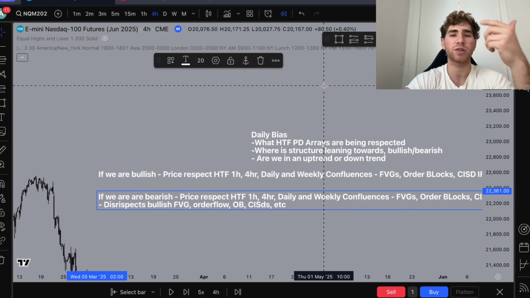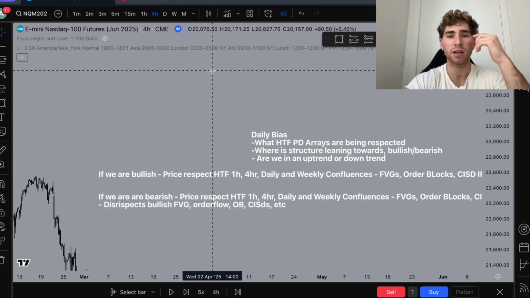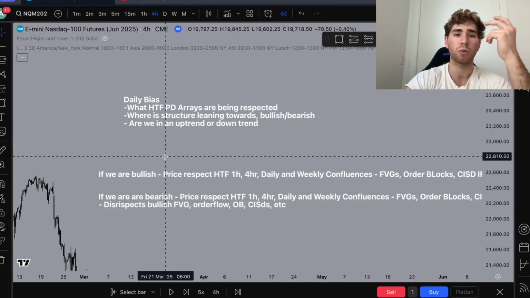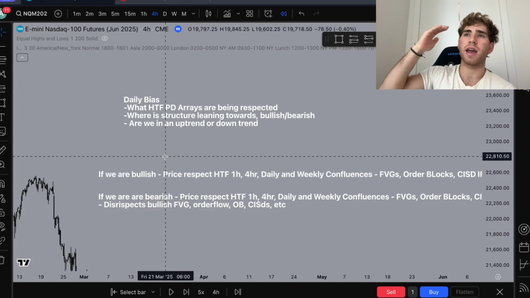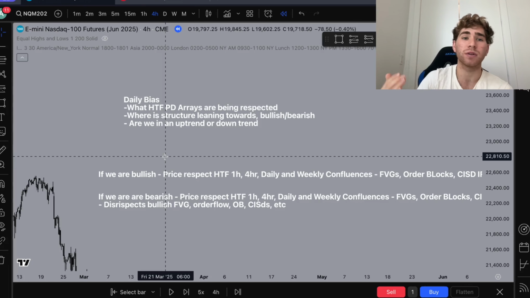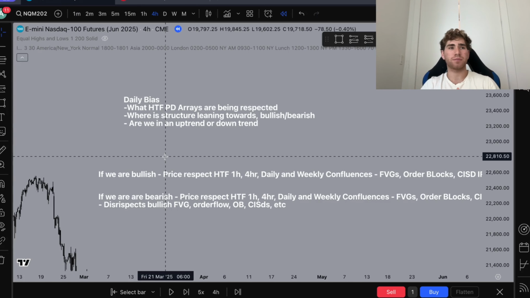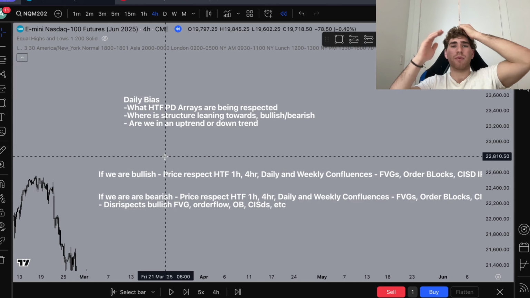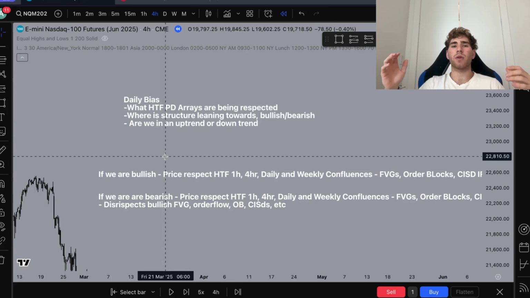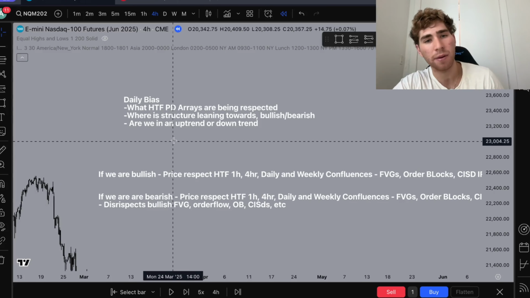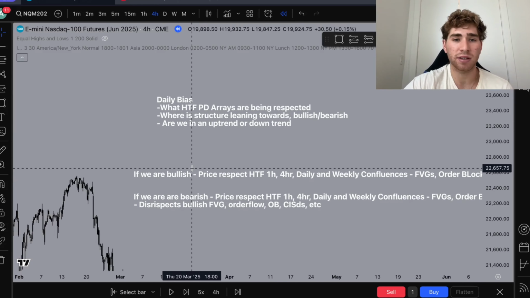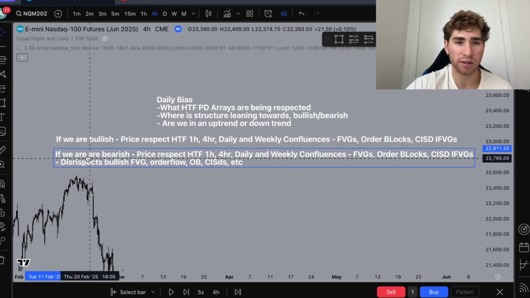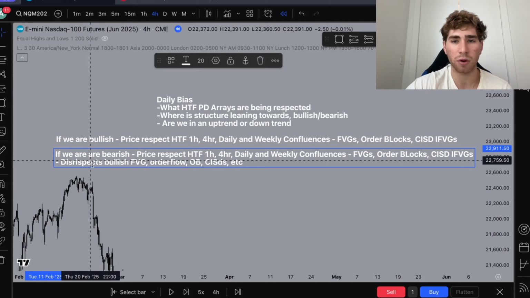You don't want to just see price respect bullish if we're bullish. You want double confirmation. You want to see price respect a 1 hour bullish fair value gap while disrespecting a bearish 15-minute fair value gap. So if we are bullish, let's just say an example. You tap into a bullish 4 hour fair value gap and there's a bearish 15-minute fair value gap in the leg. You want to see price disrespect it. That gives you more confirmation to go long, right? Because if price didn't disrespect it, it could honestly respect it and go short at any time.